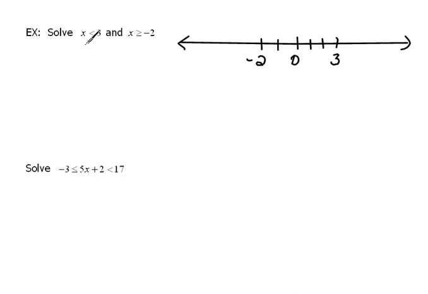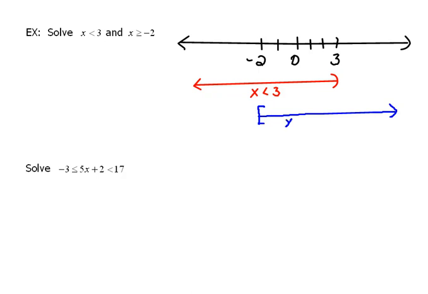So let's look at the first part of it. X is less than 3. So 3 starts here. If we're talking about less than, that would be to the left. And because there's no equal sign, we would use a parenthesis. So this is what x less than 3 looks like. The x's greater than or equal to -2 would start at -2 and go to the right. Because there's an equal, we would actually have a bracket. So this is what x greater than or equal to -2 would look like.